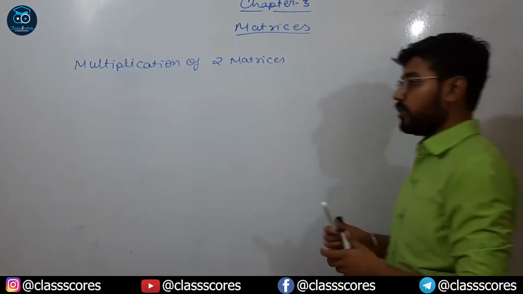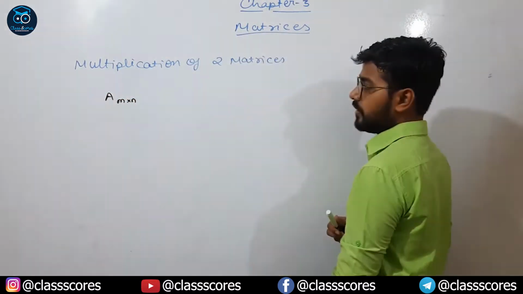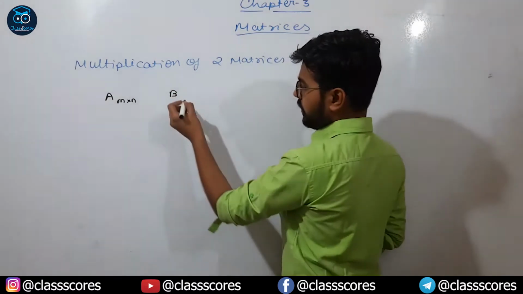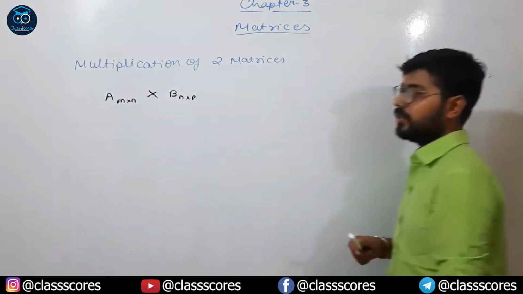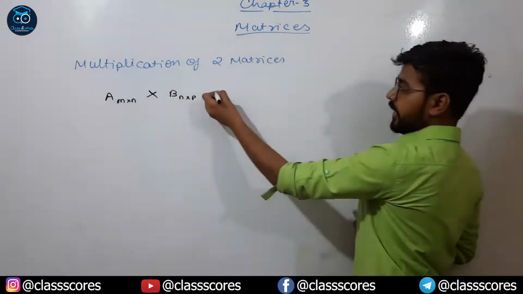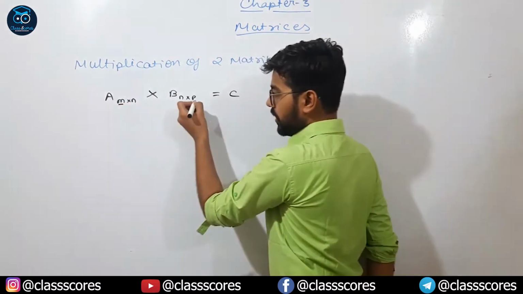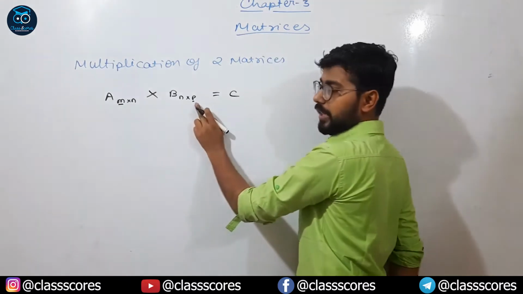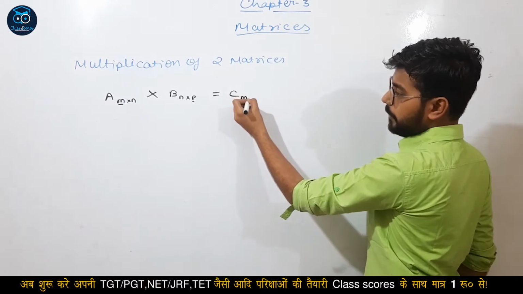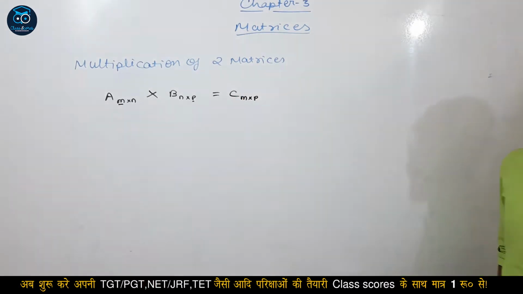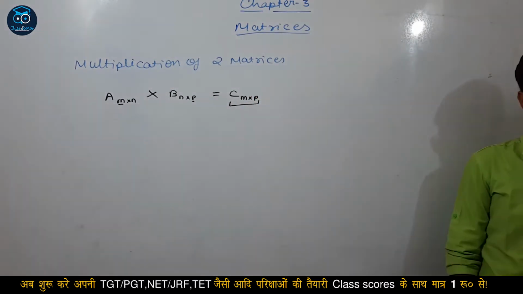Here, suppose a matrix is A with order m cross n and any other matrix with order n cross p. If you multiply both of the matrices, we get a third matrix, that is C. And the order of C is always represented by the first element from the first matrix and the second from the second. So the order for C is m cross p. This is the order for the resultant matrix.